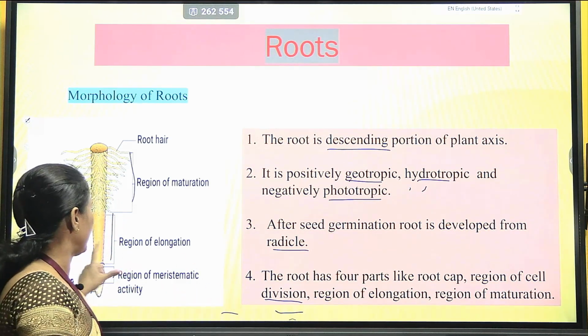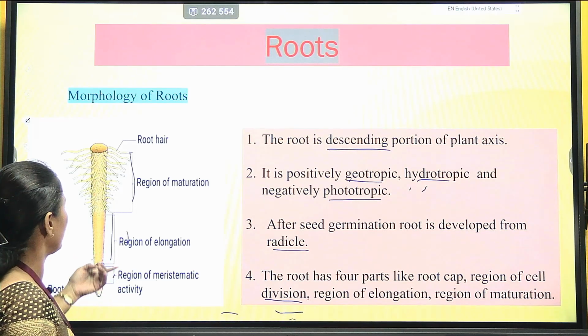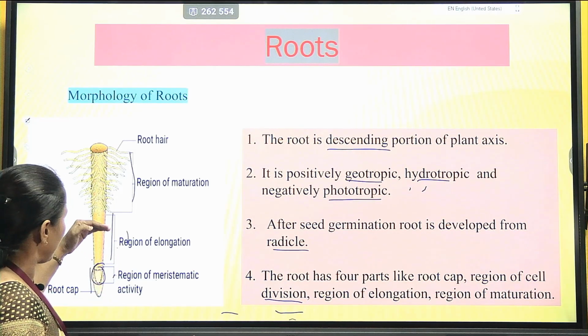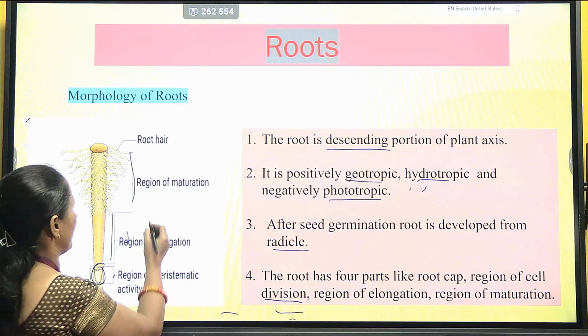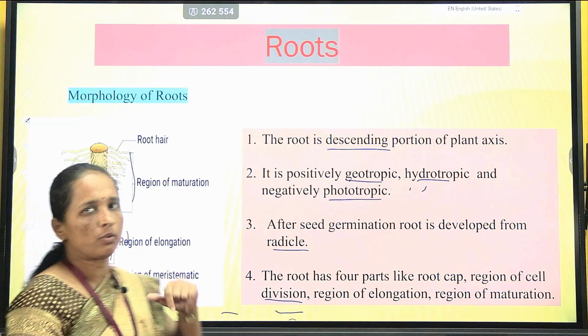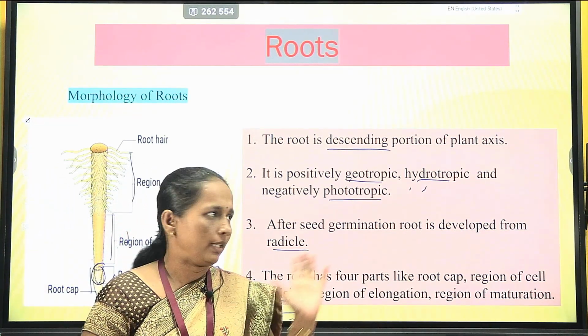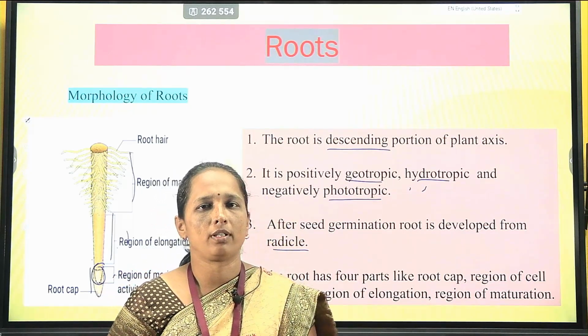Next, the third region, that is the region of elongation. This is present above the region of meristematic cells. Last one is the region of maturation. In this region, root hairs are present. These root hairs absorb a large amount of water, and this water is supplied to the plant organs.